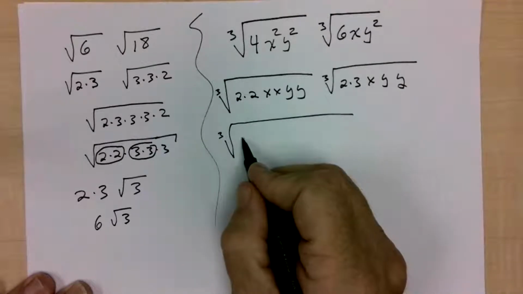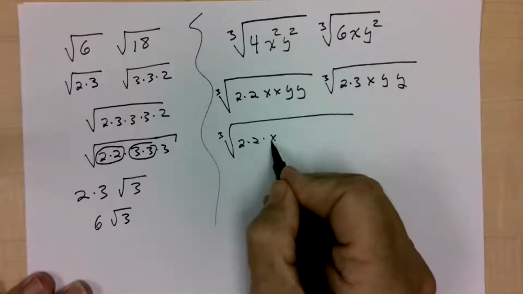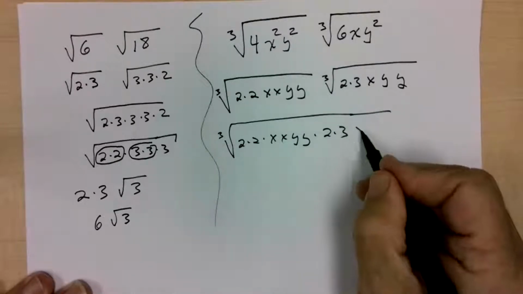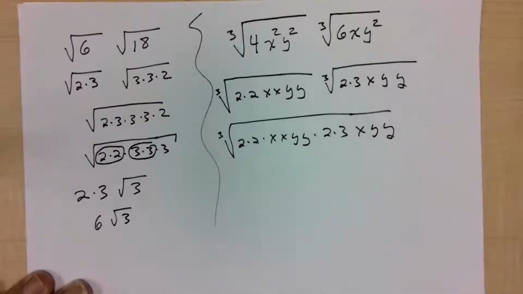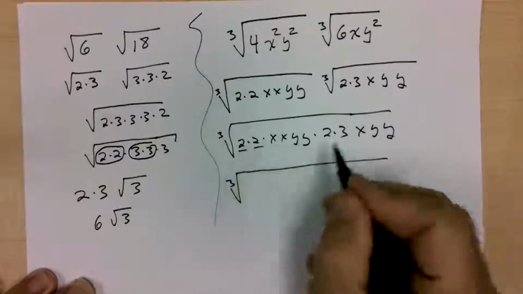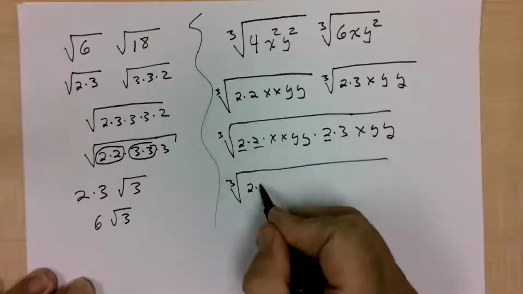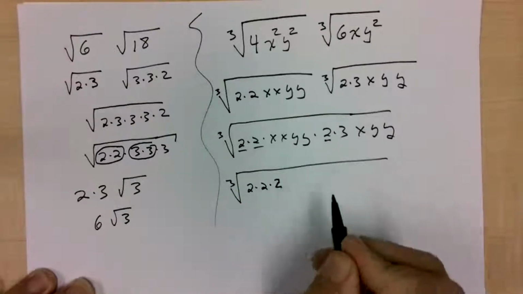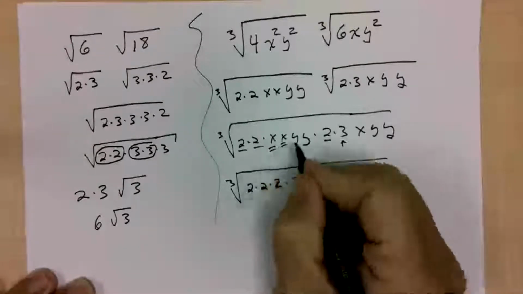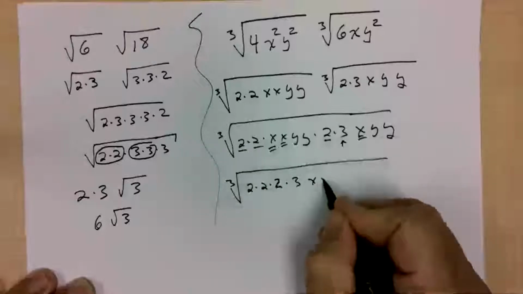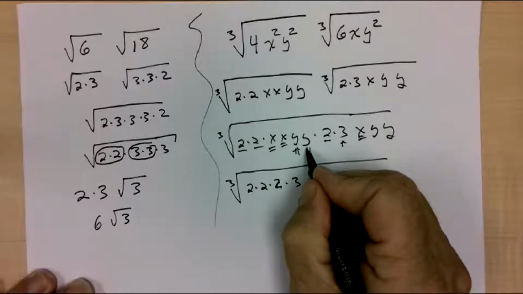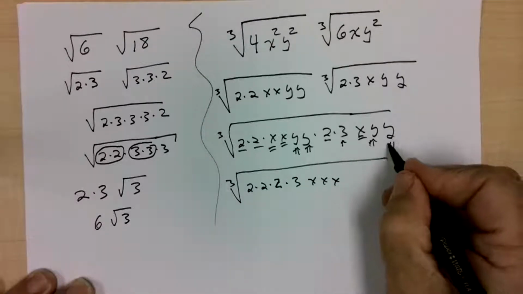So we get cube root of 2 times 2 times x, x, y, y times 2 times 3 times x, y, y. How many 2's do I have? Let's put them all together now. 2's: 1, 2, 3 2's. How many 3's? Just 1. How many x's? 1, 2, 3 x's. How many y's? 1, 2, 3, 4 y's.